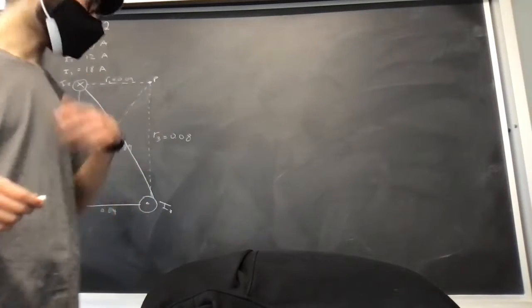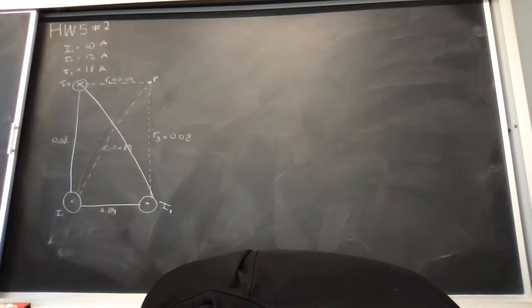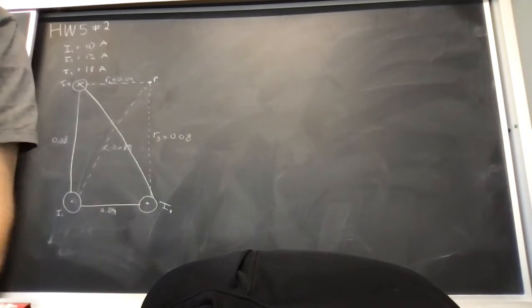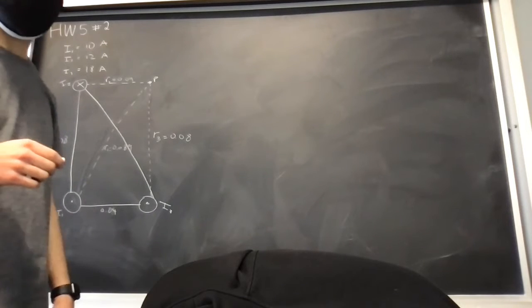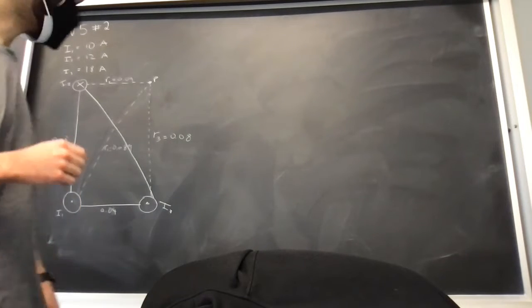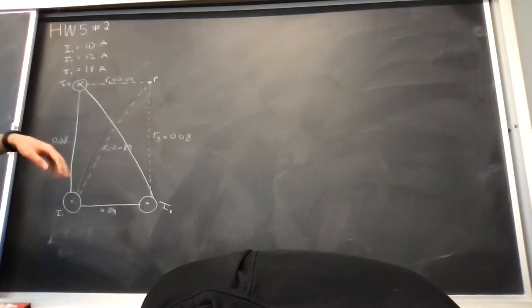Hey guys, this was a question I got a lot of questions on from homework 5, number 2. I think it's just determining the vectors associated with each one of these currents. So I thought that I would just walk us through it. I'm going to start with I2 and its effect on position P. So that's basically what we're looking for, right?